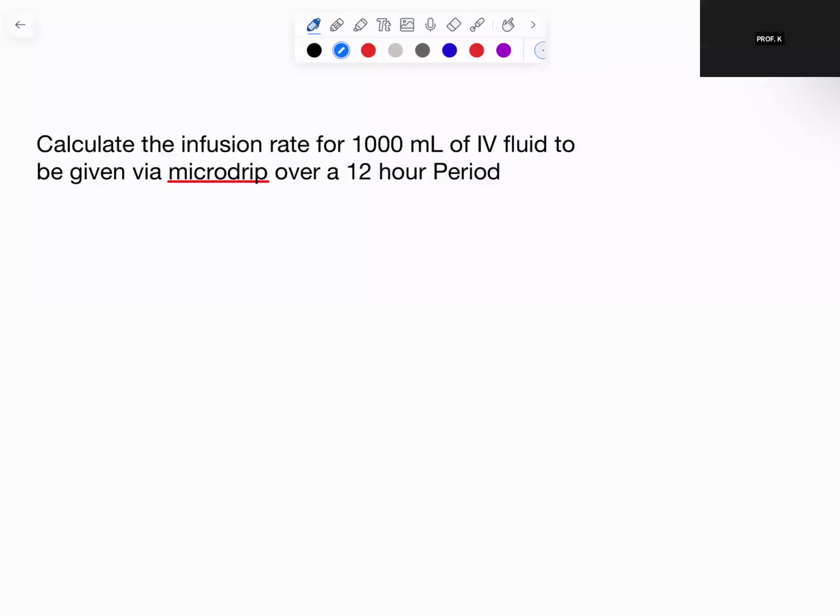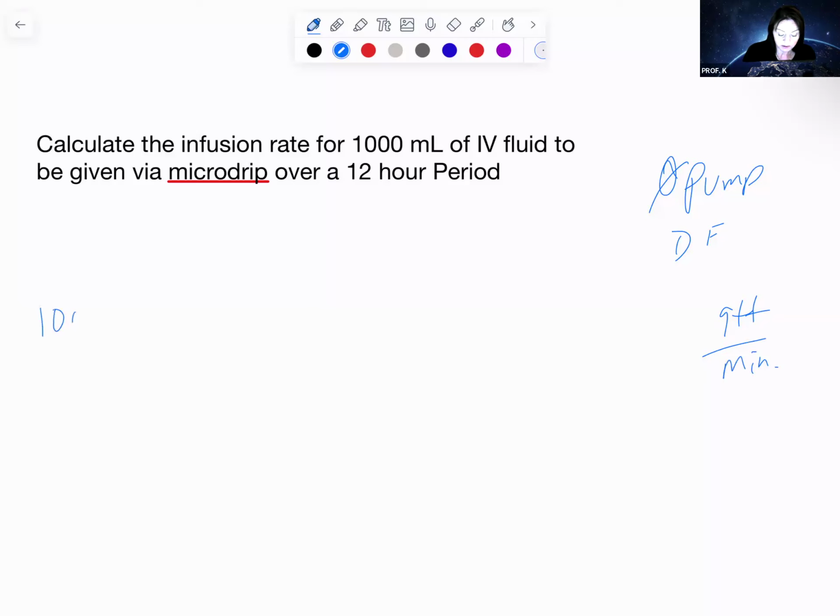All right, let's do this one. Calculate the infusion rate. So I'm solving for some type of infusion rate of IV fluids to be given via micro drip over a 12-hour period. No word pump in this equation here. And I do have a drop factor and it's called micro drip. So I'm solving for drops per minute.